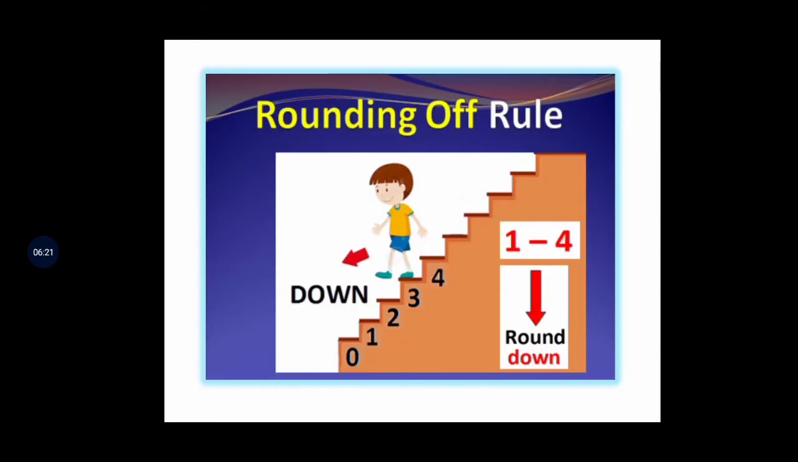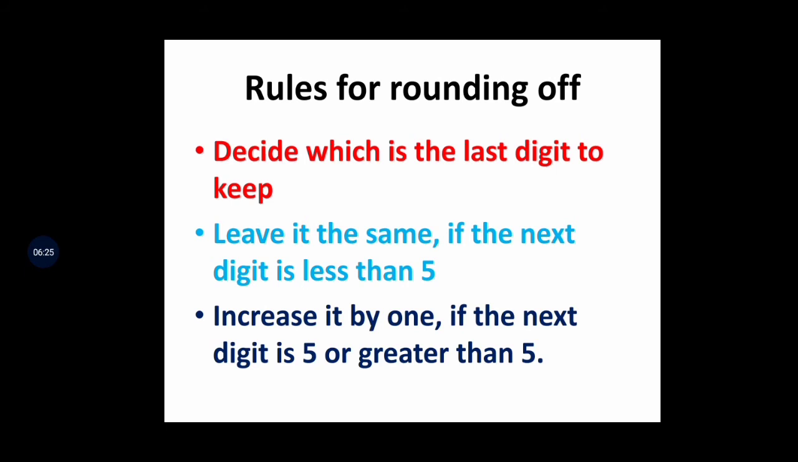When we are rounding off the numbers, we have to follow certain rules. Rule number 1, decide which is the last digit to keep. Rule number 2, leave it the same if the next digit is less than 5. Rule number 3, increase it by 1 if the next digit is 5 or greater than 5.